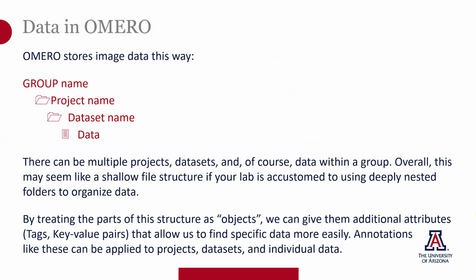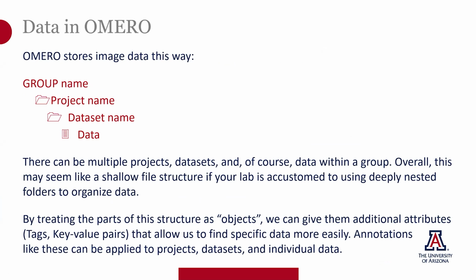OMERO stores image data this way. Starting out with OMERO, you have a group name. Within the group, you have multiple projects, and you can have multiple data sets underneath each project, and you can have multiple individual pieces of data in each data set. Now that may seem like a shallow file structure if you're used to doing deeply nested folders, but OMERO is an object-oriented database, treating the data within these structures as objects. We can give the data additional attributes using tags and key value pairs and other annotations, allowing us to find specific data more easily.